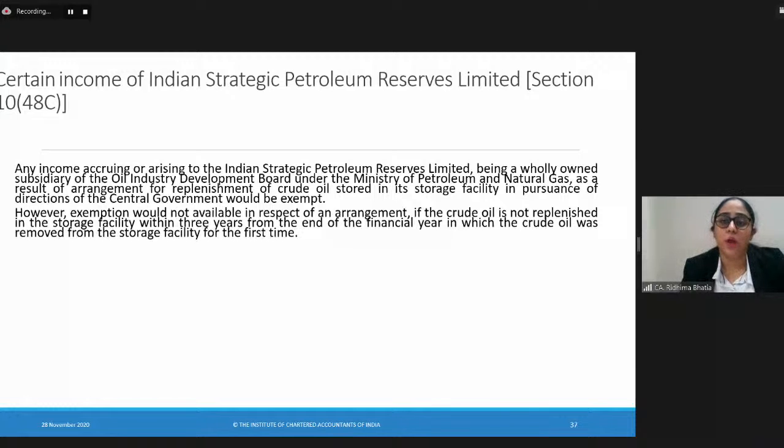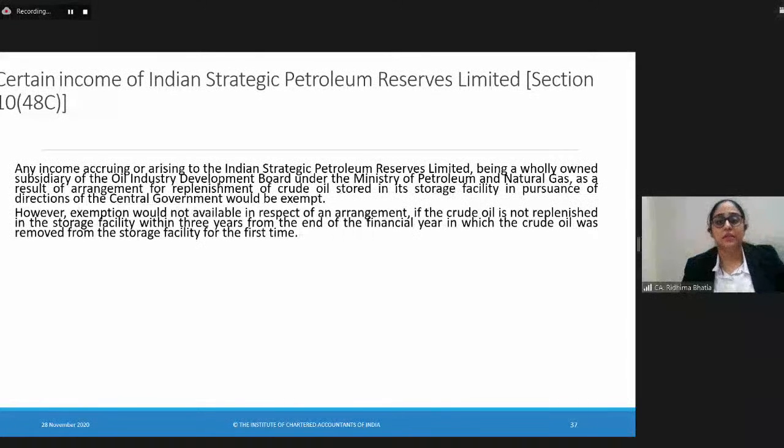So it is only for one person, basically ISPRL, being a wholly owned subsidiary of the Oil Industry Development Board under the Ministry of Petroleum and Natural Gas, as a result of an arrangement for replenishment of crude oil stored in a storage facility in pursuance of direction of the central government, would be exempt. However, exemption would not be available in respect of an arrangement if the crude oil is not being stored in the storage facility for the first time.